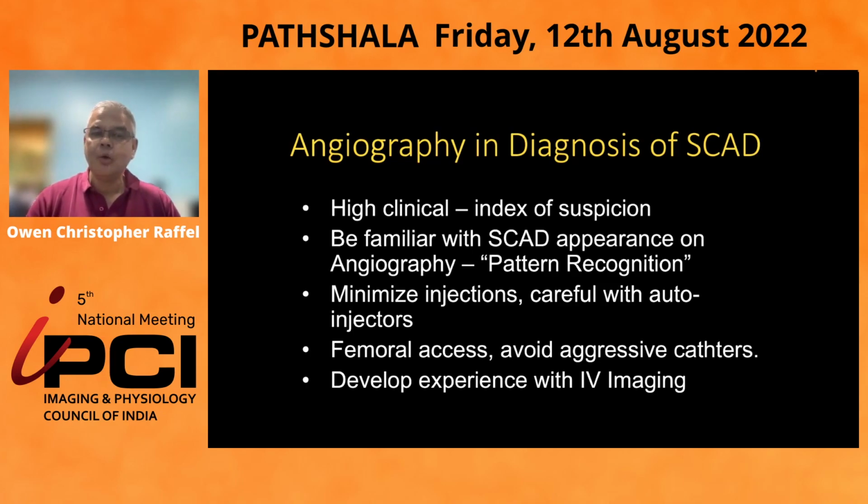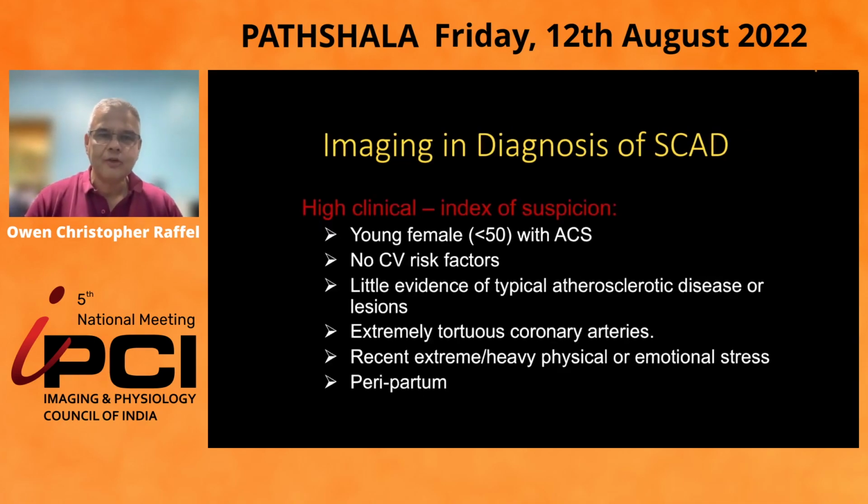Be careful if you're using auto-injectors. Some people advocate femoral access if you have a high index of suspicion in SCAD. Avoid aggressive catheters such as AL catheters, and of course develop experience with intravascular imaging because you are going to need it at some stage. What are the features that predispose to a high clinical index of suspicion? Well, young females in their 50s or younger with ACS, no cardiovascular risk factors, little evidence of typical atherosclerotic disease in their coronaries, tortuous coronary arteries, and of course predisposing events that would suggest this could be SCAD.